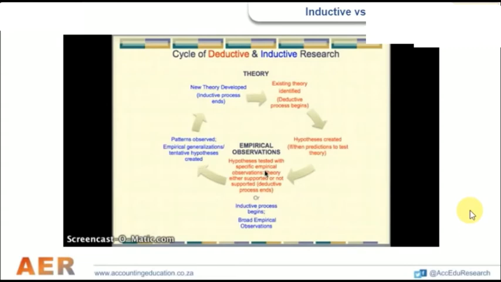In contrast, inductive logic is sometimes referred to as bottom-up logic. Here, researchers start with making broad empirical observations. The goal here is to build theory, not to test it. Often, not always, inductive research involves qualitative data, so looking at a few cases with an eye towards deep, nuanced, and meaningful understanding of those cases.